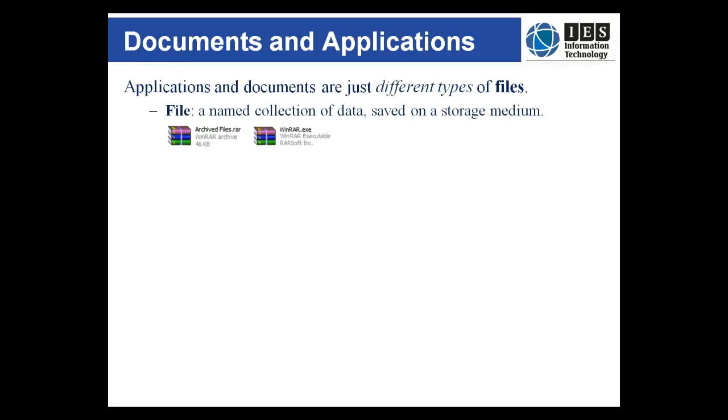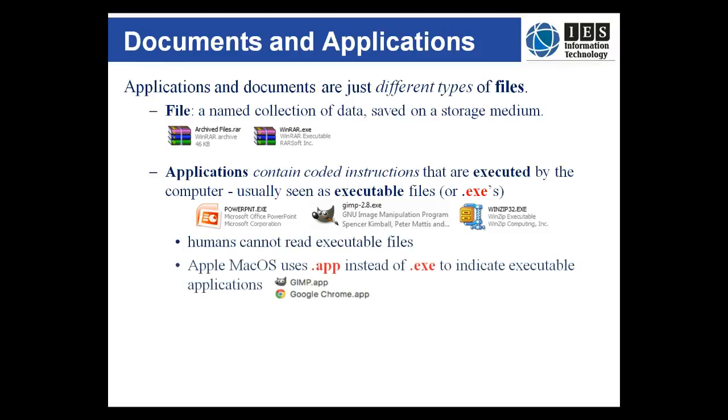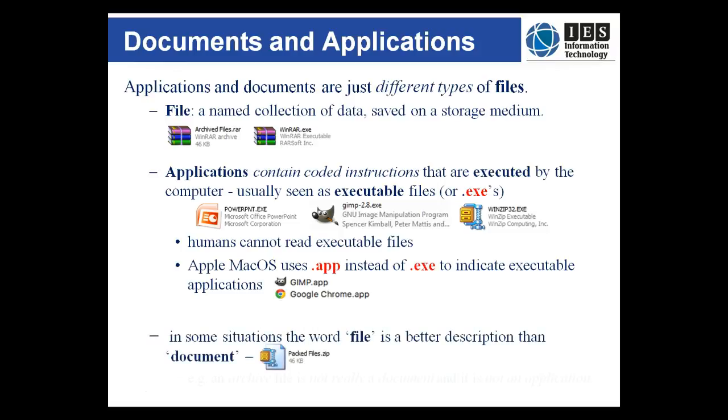Applications and documents are just different types of computer files. A file is a named collection of data saved on a storage medium, like a hard disk drive or a flash drive. An application contains a set of coded instructions that can be executed by the computer. If you were to open an application in a text editor, it would appear as a series of random and wacky characters that make no sense to anybody. Yet when you open an application's document, like a Word file or an Excel file, then the software interprets what's in the file and people can read them.